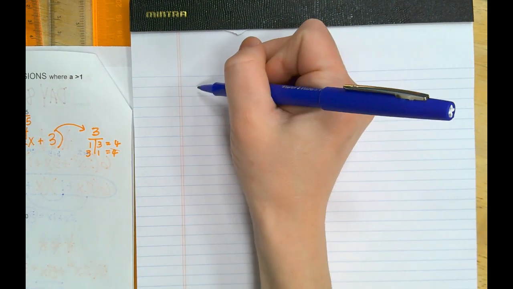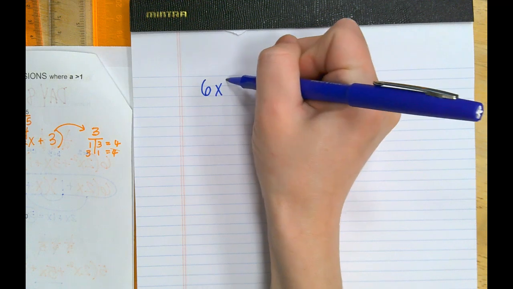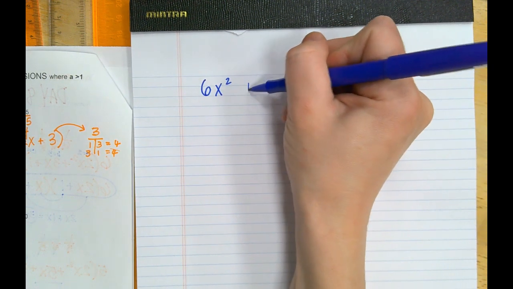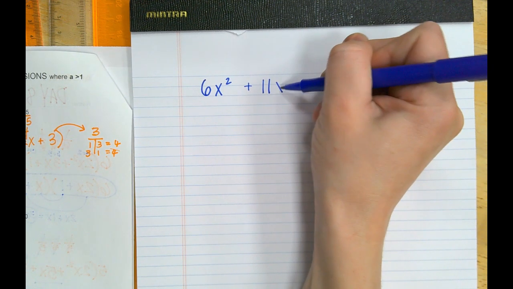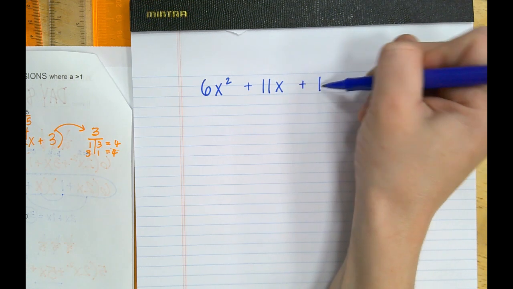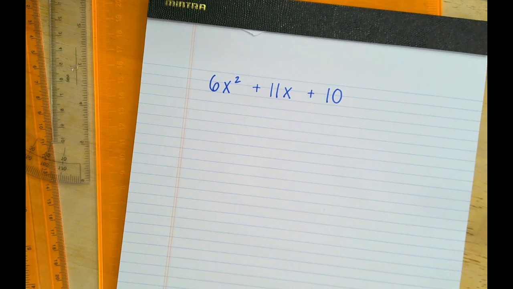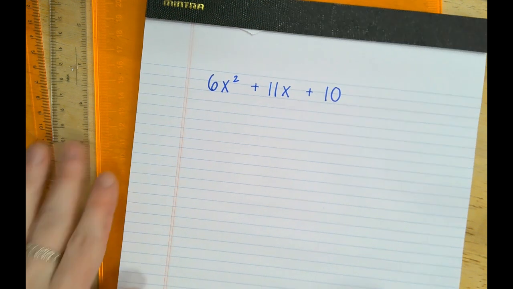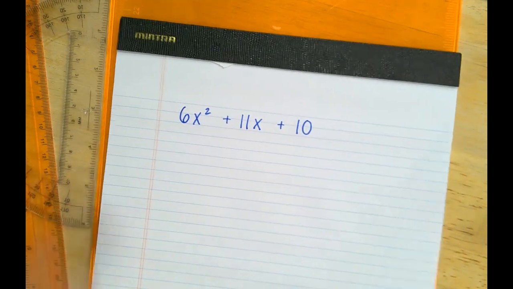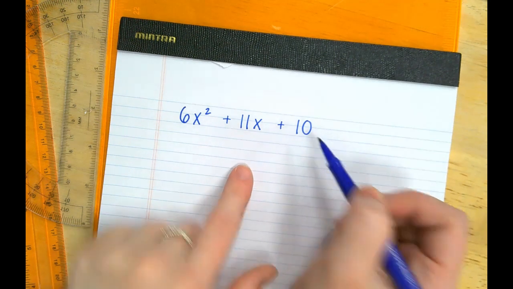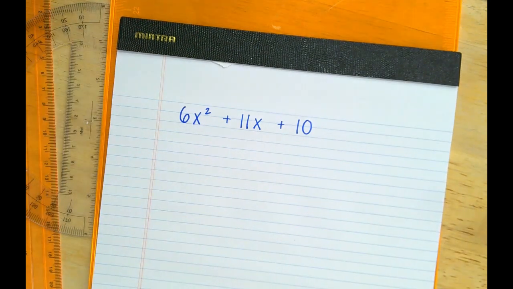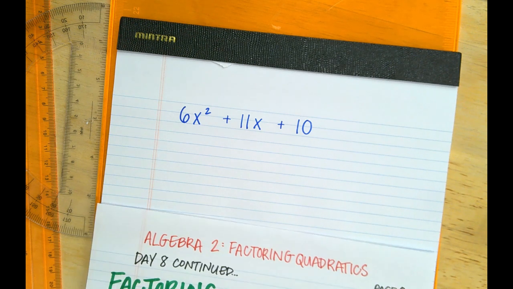Okay. So now we're going to look at 6x squared plus 11x plus 10. So first off, right off the bat, is there a greatest common factor here? No. So what does that mean I should do? Drop the 6x squared. Yes.